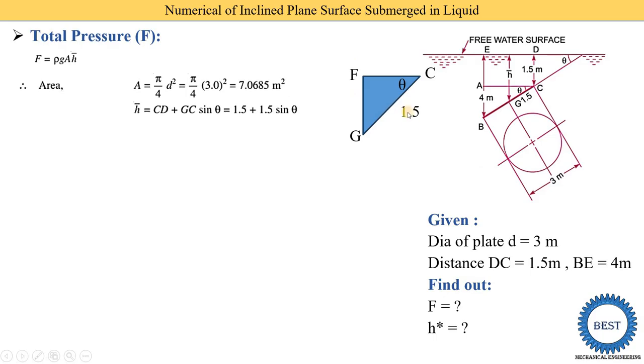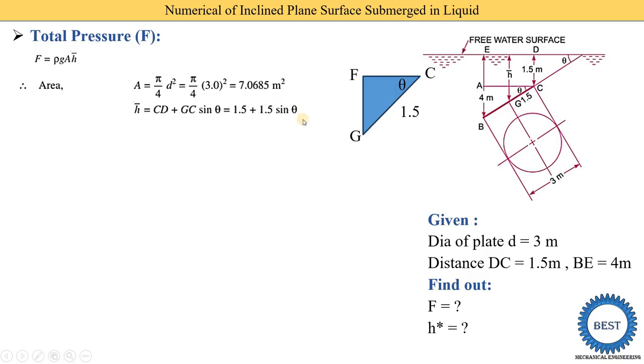This side is equal to 1.5 into sine theta, where we apply the equation of sine theta. Sine theta is equal to FG divided by CG. The value of CG is 1.5. So FG is equal to CG into sine theta.